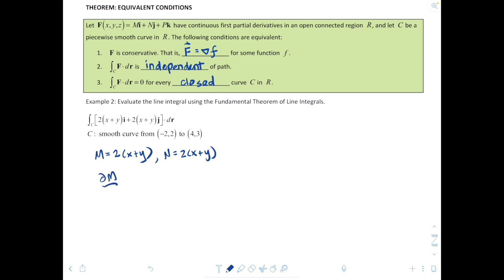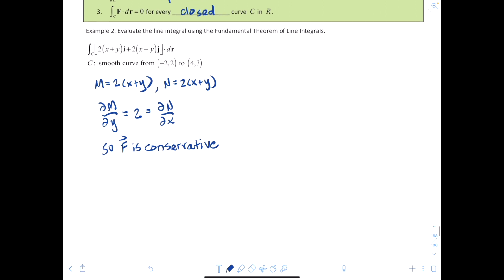So the first partial of m with respect to y is equal to, well, you'd have 2x plus 2y, and we're treating the x as constant, so that would just be 2. And that, it turns out, is also equal to the first partial of n with respect to x. So f is conservative. So we've met all of these conditions, so we can use the fundamental theorem of calculus, right? So let's check it out.